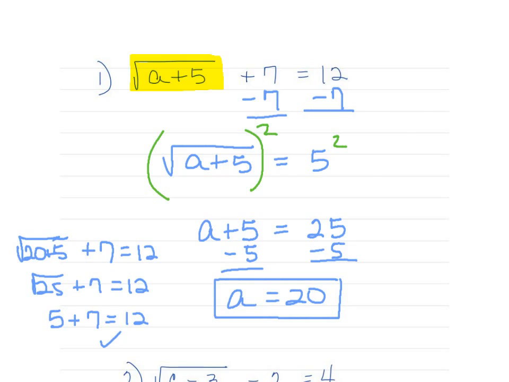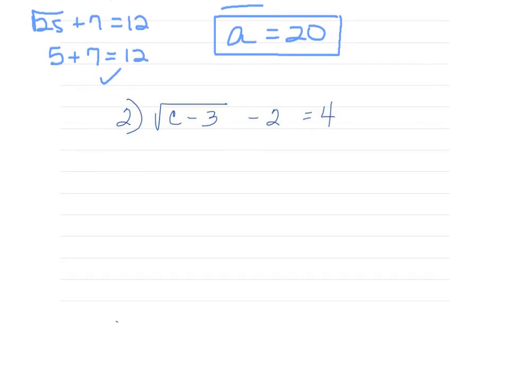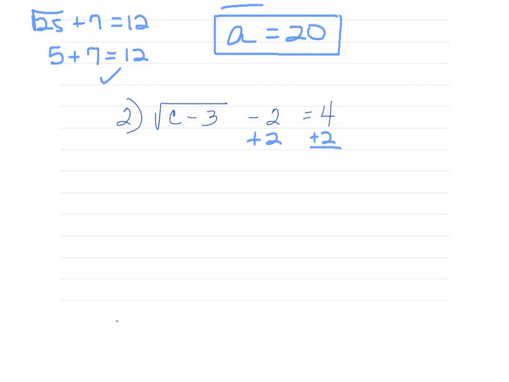Okay, let's go on to number 2. Copy down number 2. Radical c minus 3 minus 2 is equal to 4. So again, I want to isolate that radical expression, radical c minus 3. So I'm going to add 2 to both sides of my equal sign. And I'm left with radical c minus 3 is equal to 6.